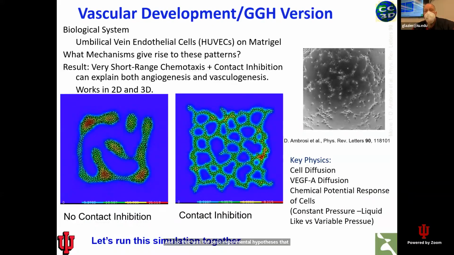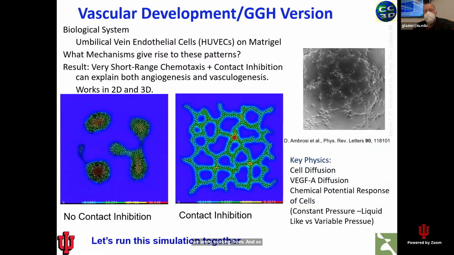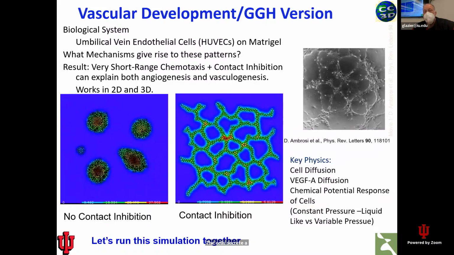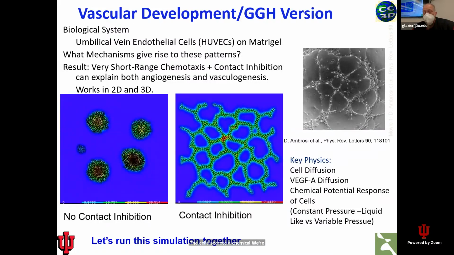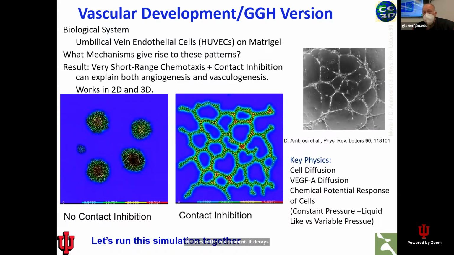And so Roland built a simple simulation where we have cells. The cells secrete a chemical, VEGF-A. That chemical diffuses in the environment. It decays in the environment. The cells measure the gradient of that chemical and move towards higher concentrations of the chemical.